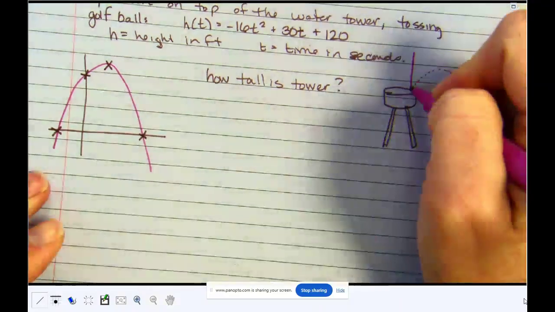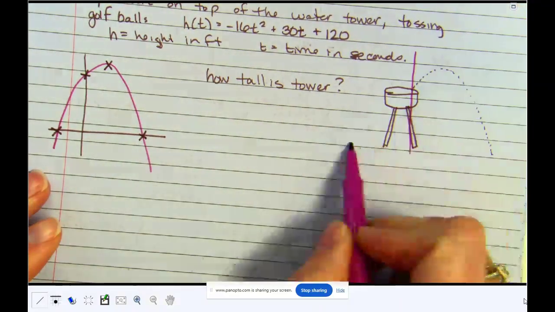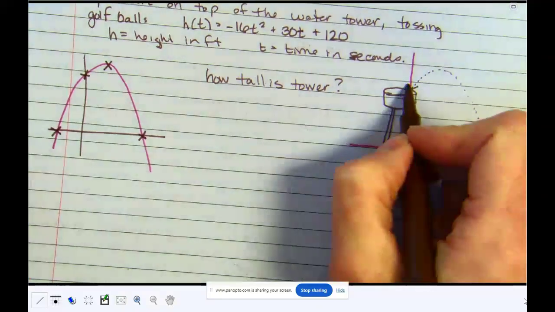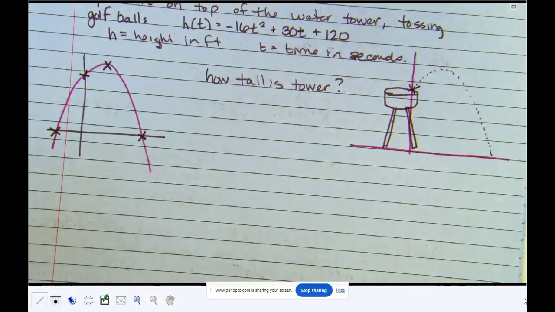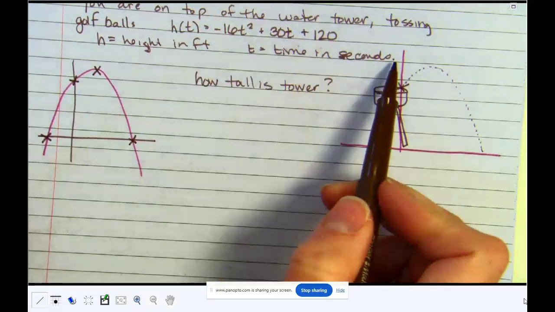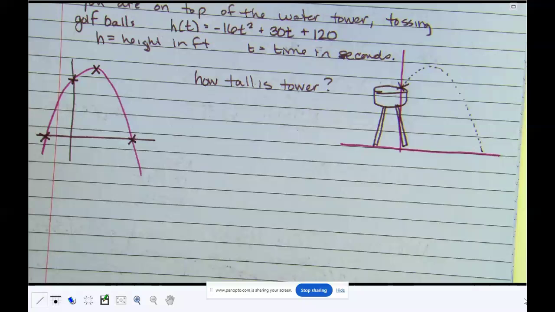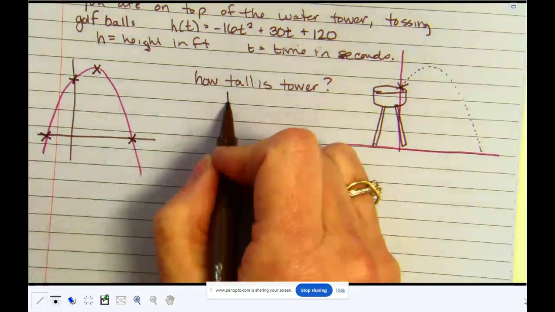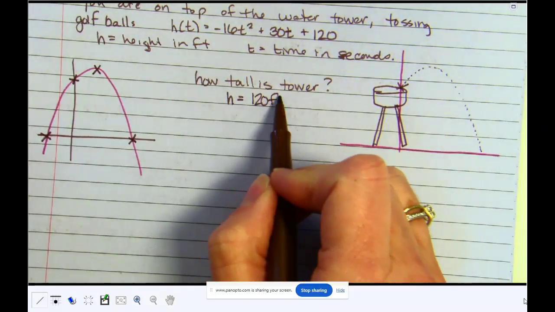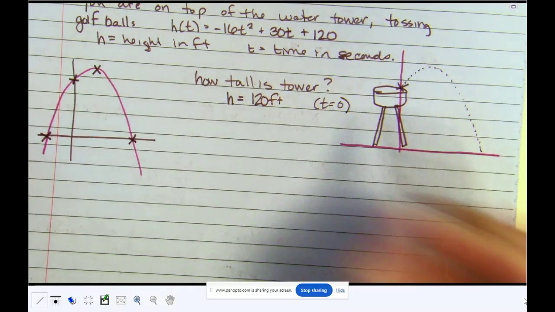You can put this on a graph and it looks like this, right? I'm looking for the y-intercept. How do we find that? Yeah, you make your x, or your t in this case, 0. The time in seconds would be 0. So where does it start? Before you throw the ball, time is 0, and then you throw it. So the height is 120 feet. That's because that's where t is equal to 0.